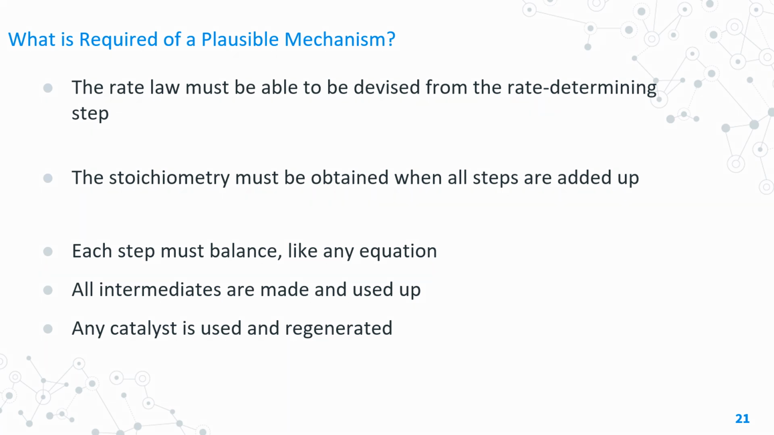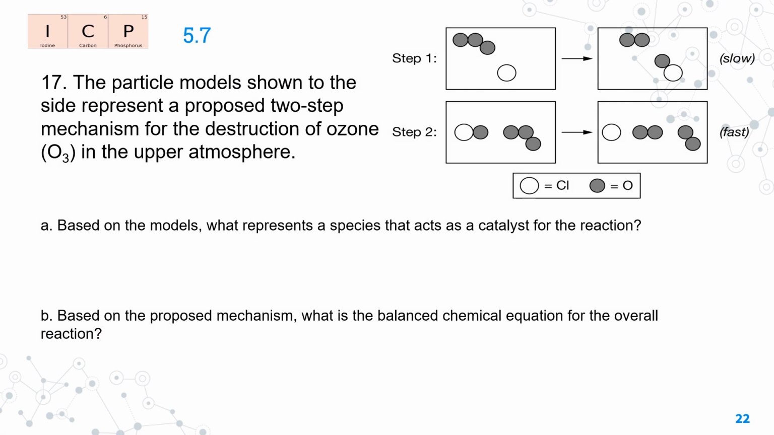So let's look at question 17 in our in-class practice. This set of notes has just a lot of in-class practice. All right, so here is a diagram. It says the particle molecule model shown on the side represents the proposed two-step mechanism for the deconstruction of ozone in the upper atmosphere. Based on the models, what represents a species that acts as a catalyst in this reaction?